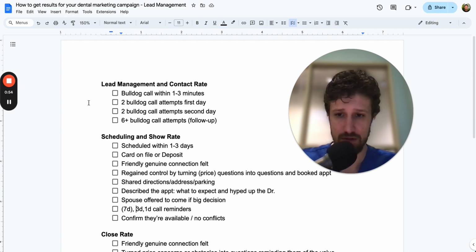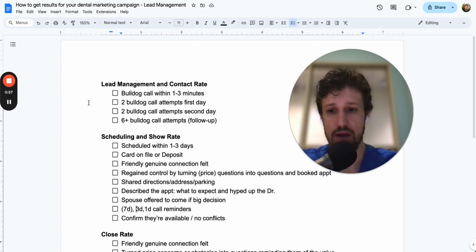So when a lead comes in, we get an inquiry. What are best practices for the contact rate? One problem you may encounter is, we're not able to get in touch with a lot of these leads. They're not picking up the phone, right? So here's how we solve that.